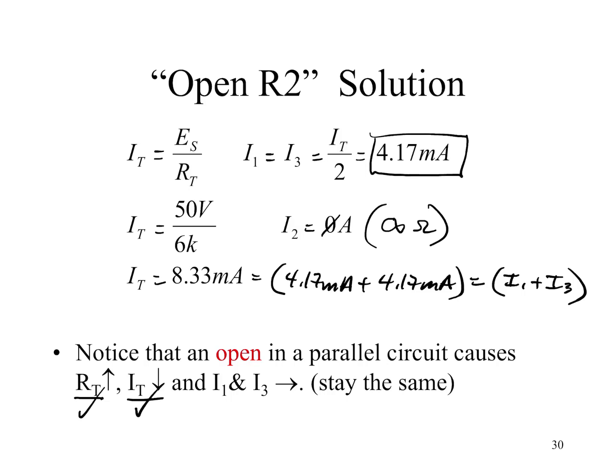When it comes to I1 and I3, they were unchanged by the open branch. We still had a value of I1 that was determined by E source divided by R1, and a value of I3 that was E source divided by R3. That didn't change. We still had source voltage across them. They still had the same resistance. So I1 and I3 stayed the same or were unchanged.